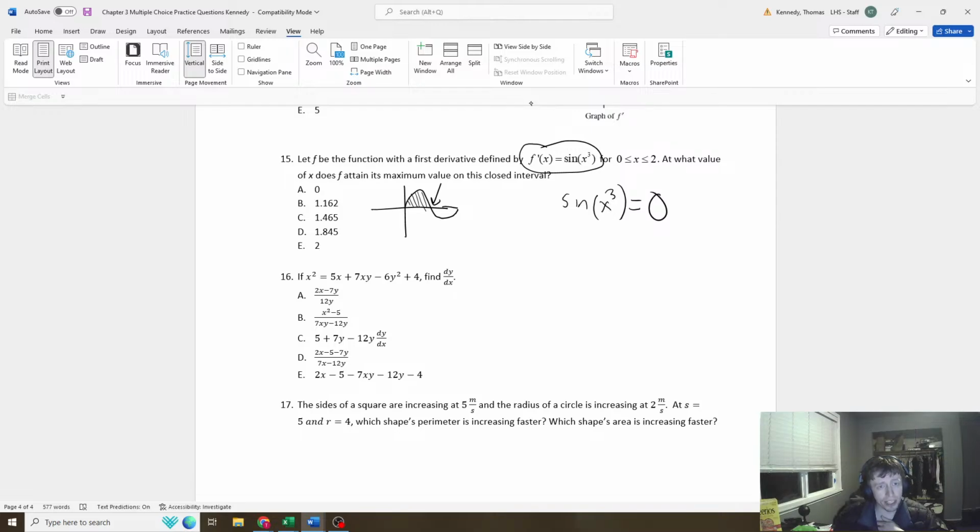So I don't actually want to set sine x cubed equal to 0. Okay, so I do want to set sine x cubed equal to 0, but I want to set the inside equal to the first time that sine equals 0 after 0. And in a normal sine function, that point is pi. And so I just set x cubed equal to pi, cubed root both sides, and I get x equals the cubed root of pi, which is this one right here, if you round to 3 decimal points.